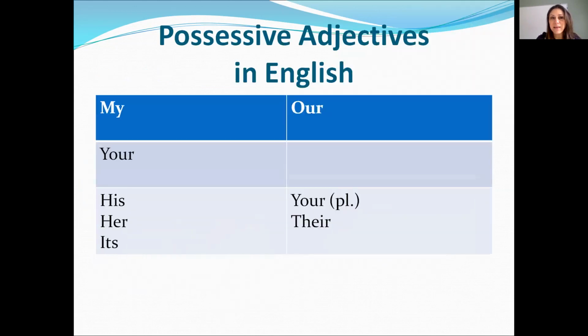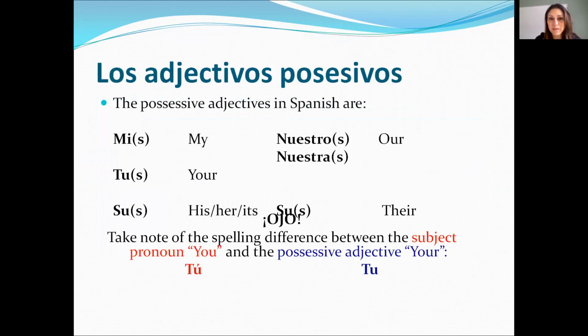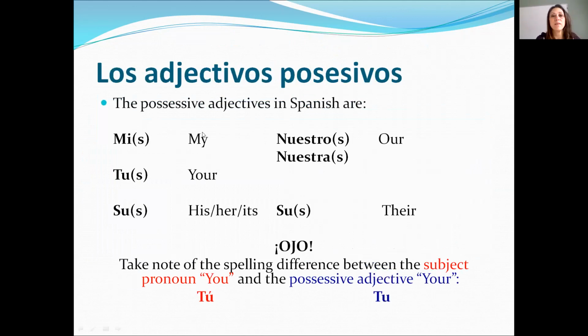Instead of a mom, it's his mom, our dad, and their grandparents. Now, in English, our possessive adjectives are my, your, his, her, its, our, your, their. And then in Spanish, let me just go through them. The possessive adjective for my is mi. The yo form is mi or mis.